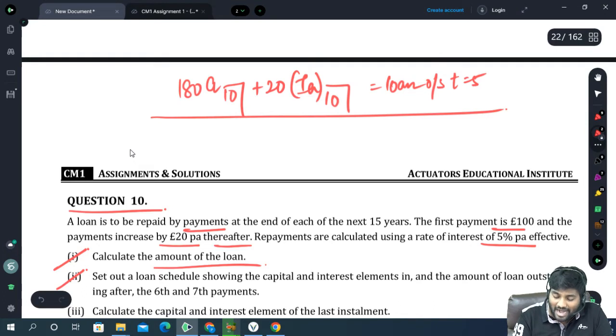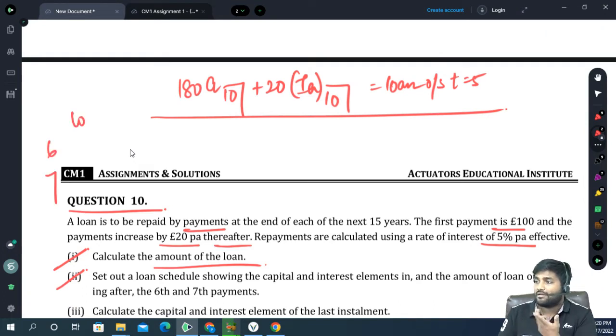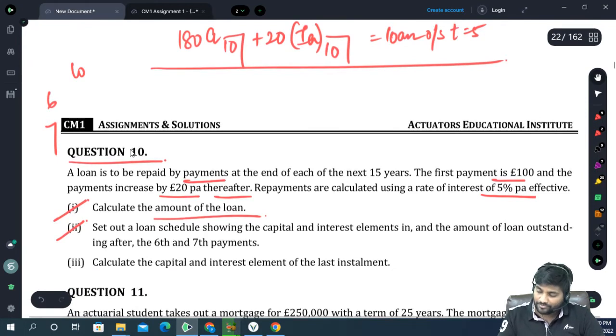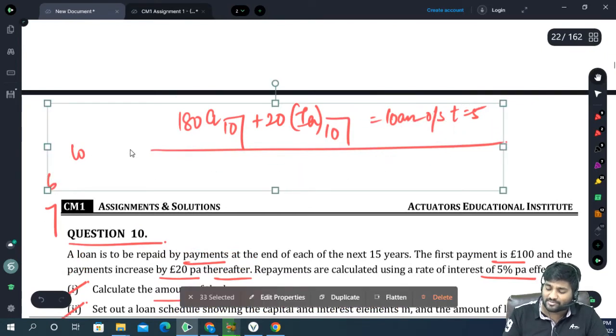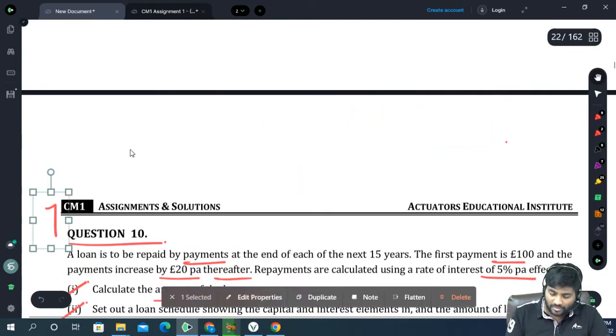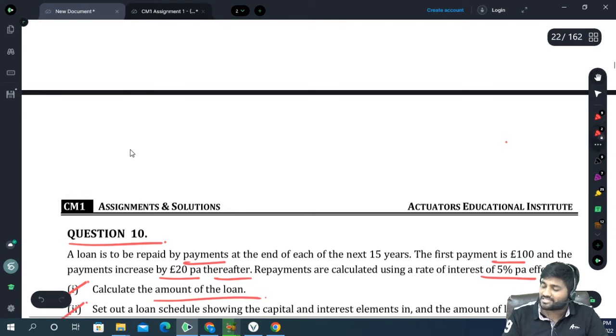Next what we will do is we will start here 6 and 7, loan outstanding at start, then tell me the columns. Loan outstanding at start, then installment, interest, capital repayment, loan outstanding at the end. Okay, we will make the loan schedule 6 and 7. Now next, calculate the capital and interest element of the last installment. I'll erase this because you need to do it on your own.